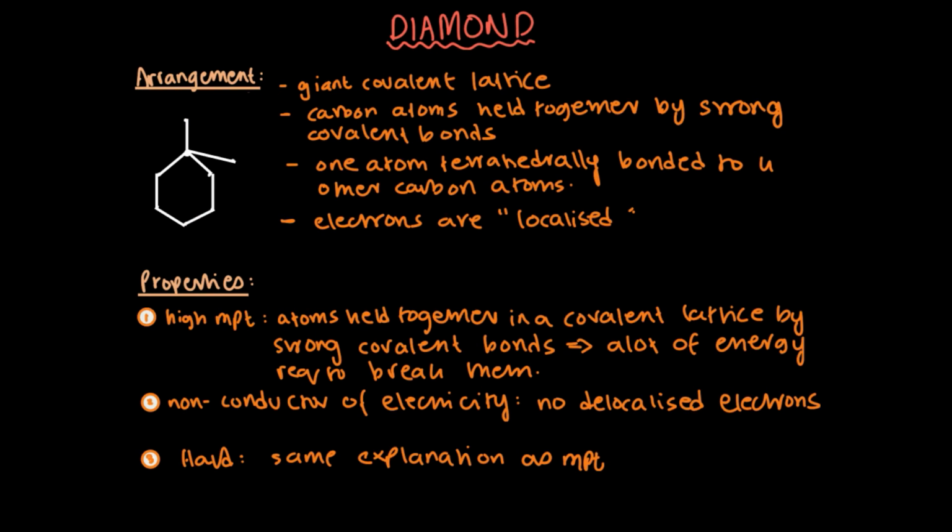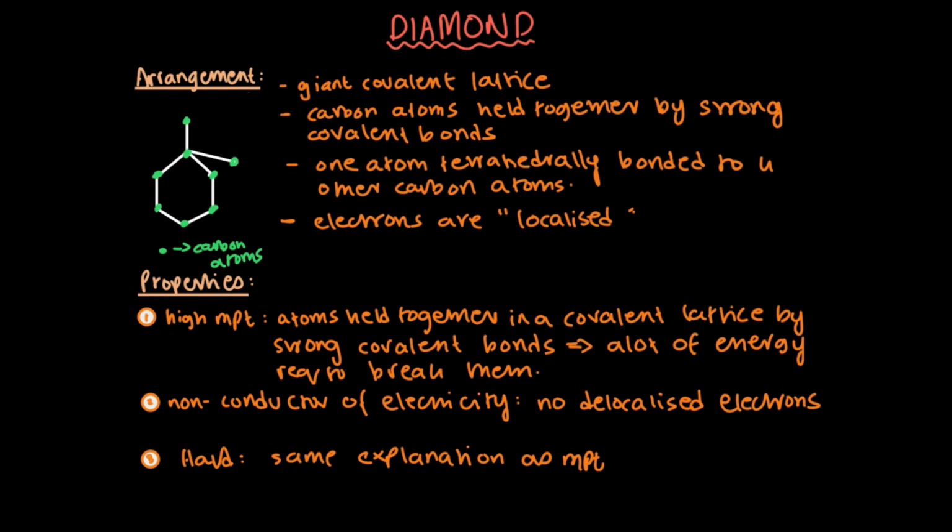The next allotrope of carbon that we're going to be talking about is going to be diamond. So in diamond, the first thing that we're going to be discussing is going to be the arrangement of atoms in diamond. So diamond consists of a giant covalent lattice, just like graphite, and these carbon atoms are going to be held together by strong covalent bonds, just like in graphite. So over here, one white circle, I'm going to mark it in green. These green circles represent carbon atoms. And these are going to be held together by strong covalent bonds.